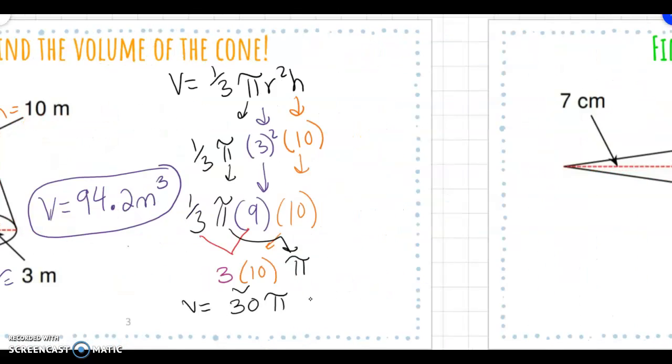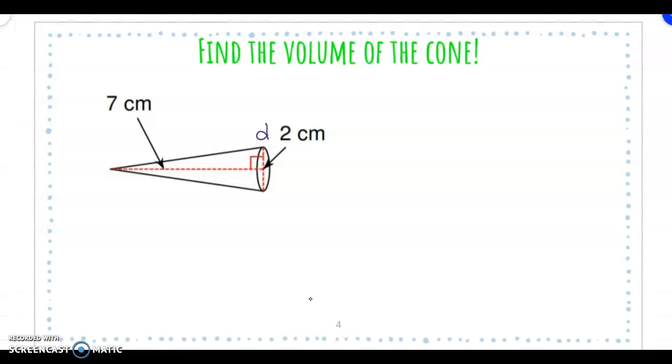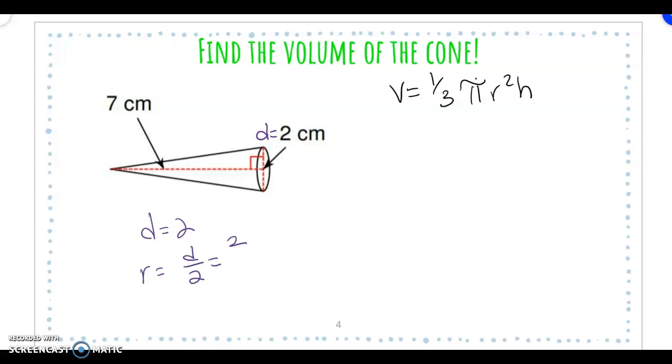Now let's try a different cone. Ooh, tilted on its side. And I actually have the diameter for this one. Meaning I need to make sure I cut that 2 in half, because I'm going to be dealing with my radius, not my diameter. So if my diameter is 2, I know that radius is half of the diameter. Meaning I'm going to take 2 and cut it in half, which is going to give me 1. So my radius is 1. And my height is 7.